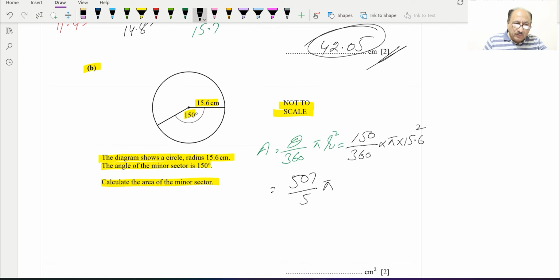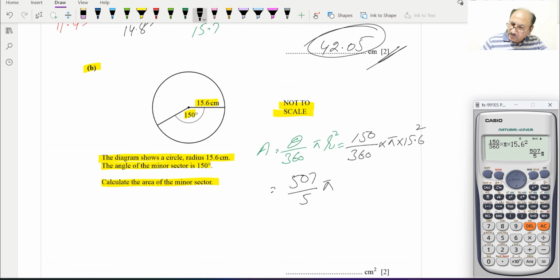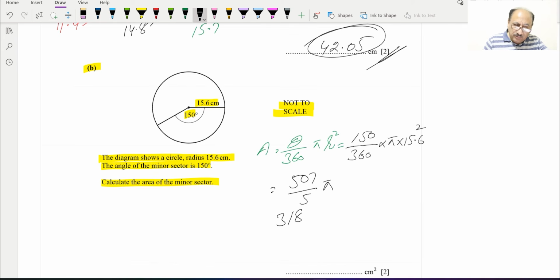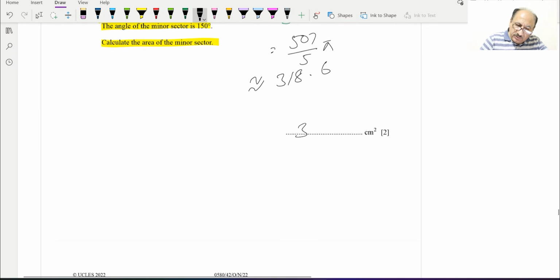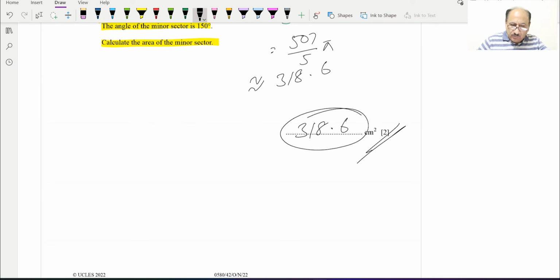This is equal to 507 by 5 pi. Okay, now this in decimal we can write as 318.56, or we can write 318.6 approximately, and this will be our final answer, 318.6 up to one decimal place, and this is the final answer for 2 marks.